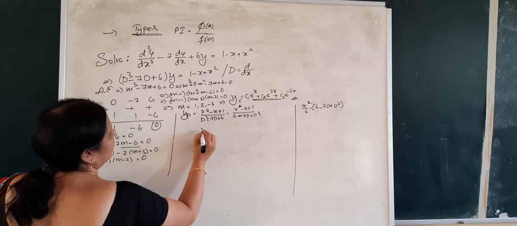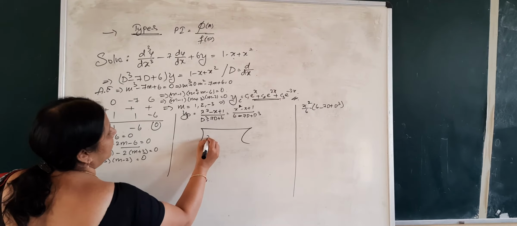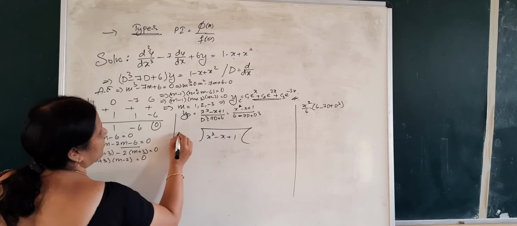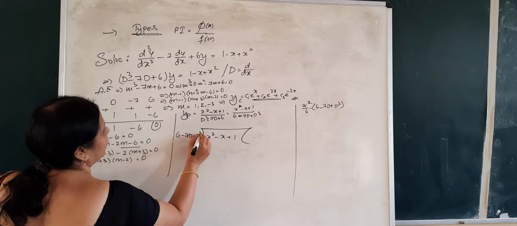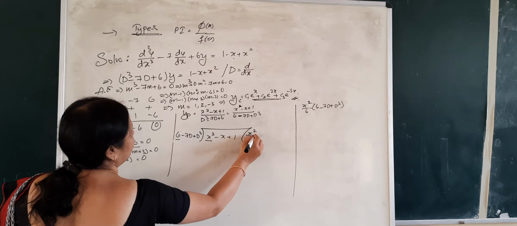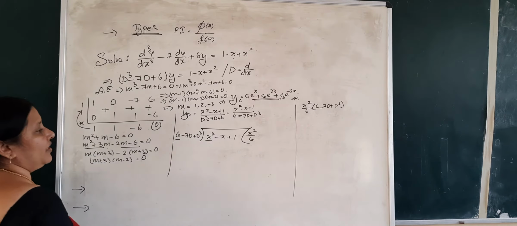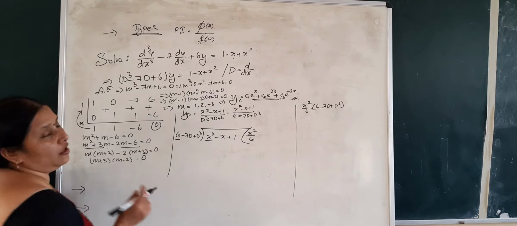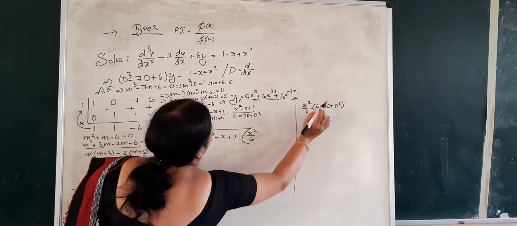Now let us apply the long division process. Internally we take x square minus x plus 1, and outside is 6 minus 7d plus d cube. The first term divided by the first term is x square by 6. Now this first term of the quotient should be multiplied with the entire denominator: x square by 6 into 6 minus 7d plus d square.